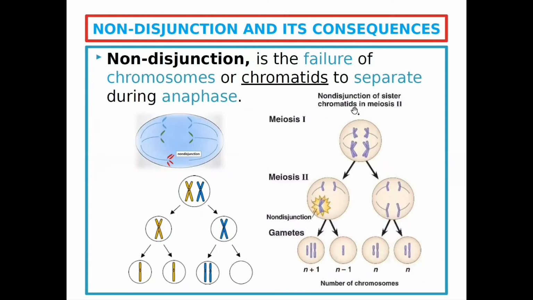Non-disjunction and its consequences, right? Xa sithetha nge-non-disjunction and its consequences, it is whereby, okay, masiyifunde, the failure of chromosomes or chromatids to separate during anaphase. So singathi is the failure of chromosomes during anaphase 1 to separate, or the failure of chromatids during anaphase 2 to separate. So chromatids were anaphase 2, or chromosomes were anaphase 1.